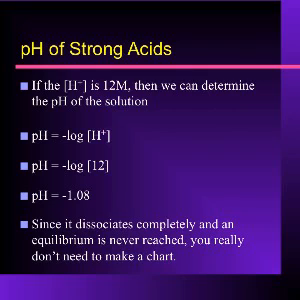Since it dissociated completely and the equilibrium was never reached, you really didn't need to make a chart. Because if you realize that HCl dissociates completely and that you really don't have any HCl, you really just have hydrogen ion and chloride ion. If you know it's 12 molar HCl to begin with, then you know it's going to end up being 12 molar hydrogen ion. So all you have to recognize is that you have 12 molar hydrogen ion and go to town with that one and get yourself the pH.